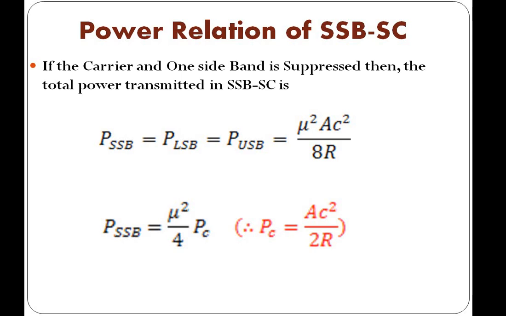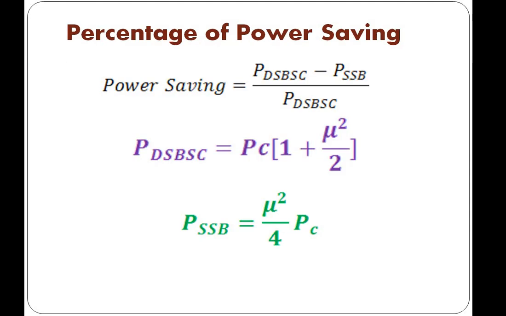So this is the assignment. I will post it in the group also. You have to find out the percentage of power saving in DSB-SC as well as SSB signal. Okay, so what is the power of the SSB? Mu square by 4 into PC. Power of DSB-SC, I am repeating it, mu square by 2 into PC. Now this is the percentage of power saving. Means by using the SSB signal, how much percentage of power is saved? This you have to calculate.